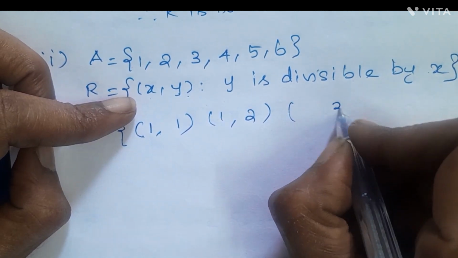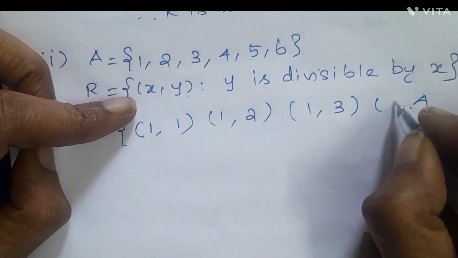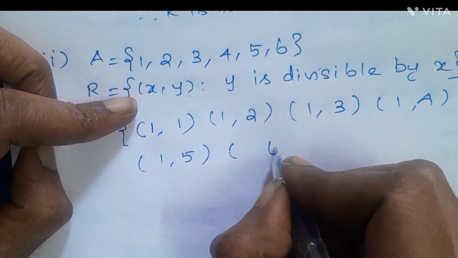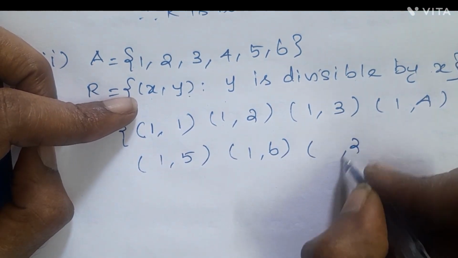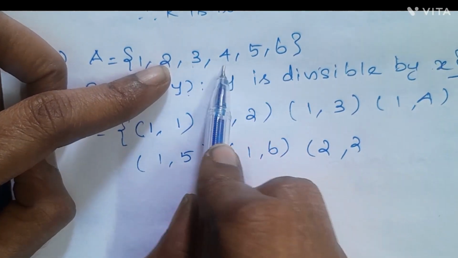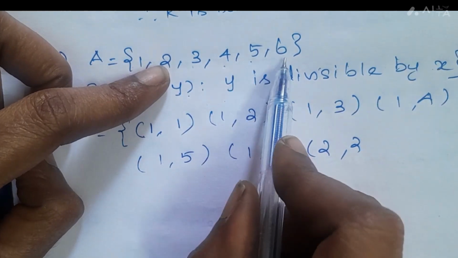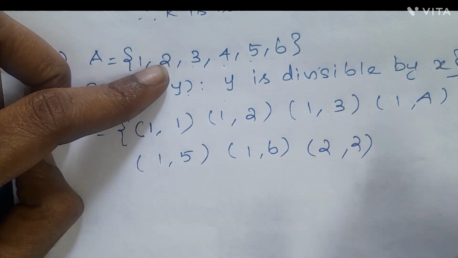If we take 3, y is 3. 3 is divisible by 1. 4 is divisible by 1. 5 is divisible by 1. 6 is divisible by 1. Next we take 2. 2 is divisible by 2 but not divisible by 3, not divisible by 4, not divisible by 5, not divisible by 6. When divided by 4 we get some value, that is a remainder.